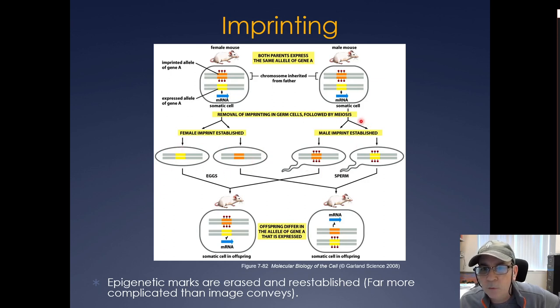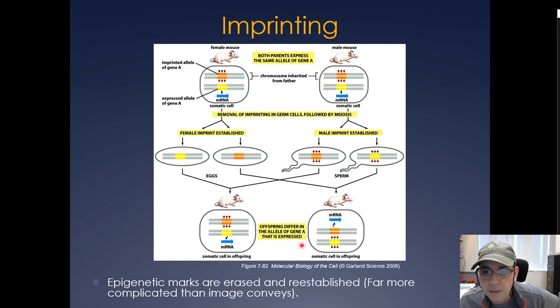But in the case of the male, the exact opposite happens, where you have this gene which came from the mother, which then actually gets silenced, and then you'll have your male imprint established, where the little red dots here are supposed to indicate DNA methylation. Okay, and then when the sperm and the egg come together, what you're going to end up having is basically the maternal imprint established again, where you're only getting expression from the maternal copy of the gene and not the paternal copy of the gene, okay?